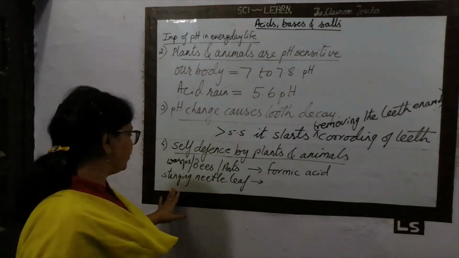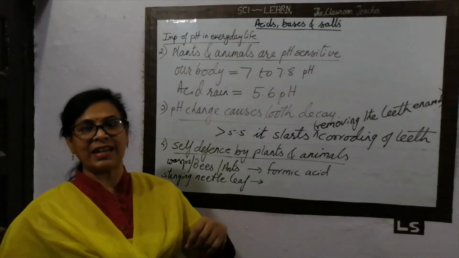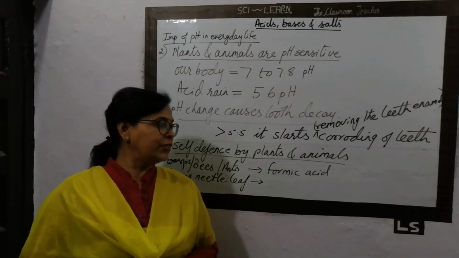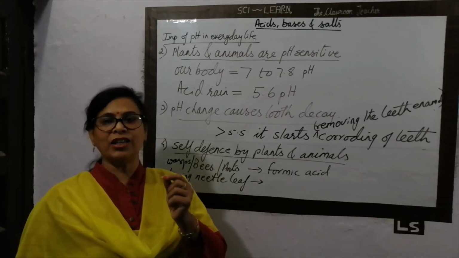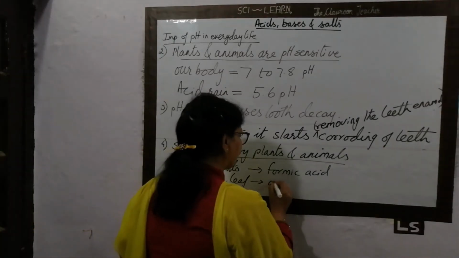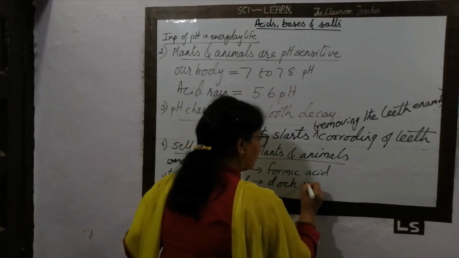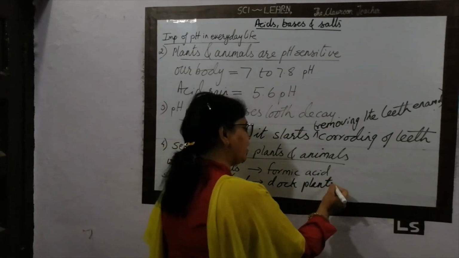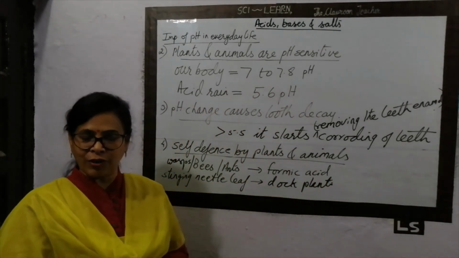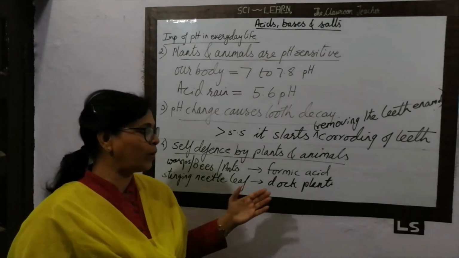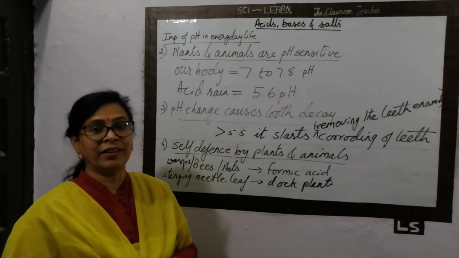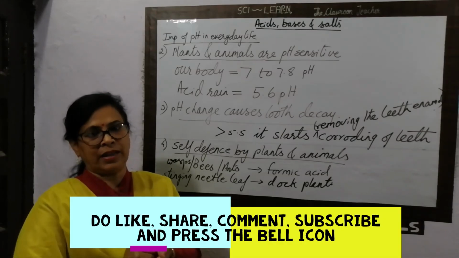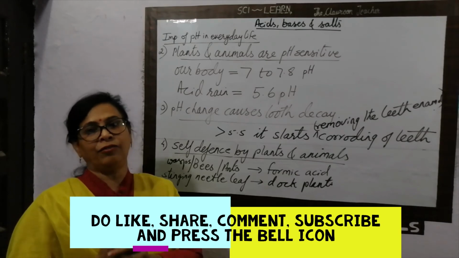But what do we have to do when a stinging nettle leaf has entered our body and injured our skin? Where the nettle leaf is present, at that place one plant is also present, that is called a dock plant. Dock plant has a basic character. When any nettle leaf injures you, you must go and search for a dock plant. It might be present near that nettle plant. Take some leaves of that plant and rub them at that place, and definitely you get relief from that.